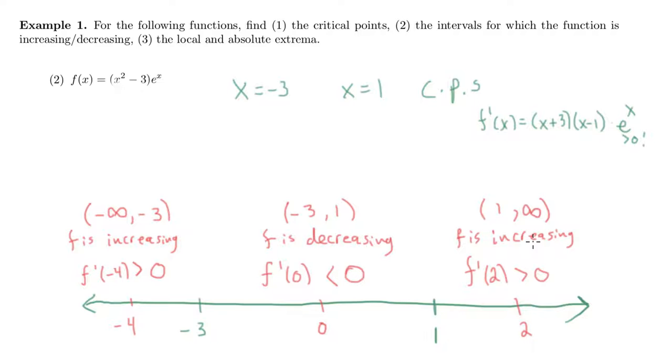We know that f is increasing or decreasing on each one of these intervals because we know that the derivative is either positive or negative, and we have identified the only critical points. So those are the only points where the derivative can change sign. So we're done with part 2. Now, it should be pretty easy to identify the local and absolute extrema.